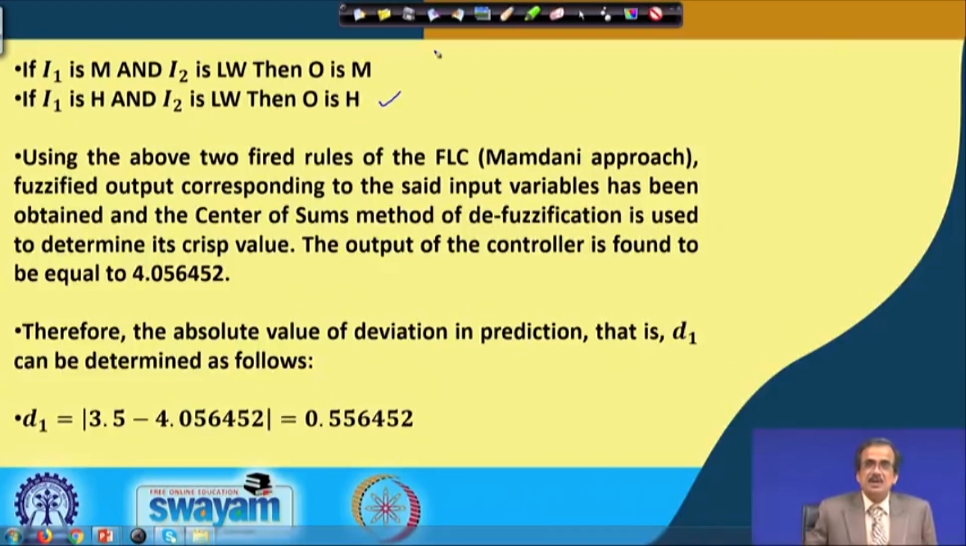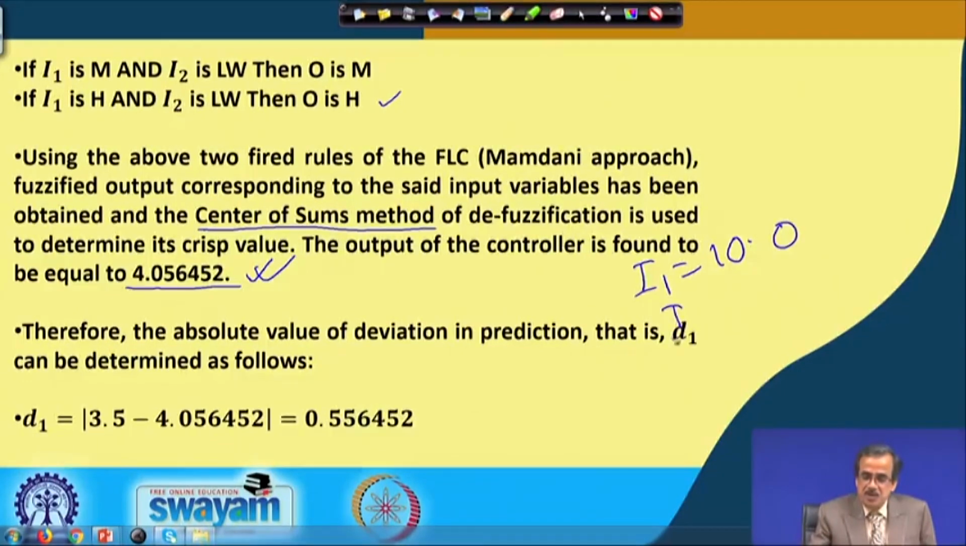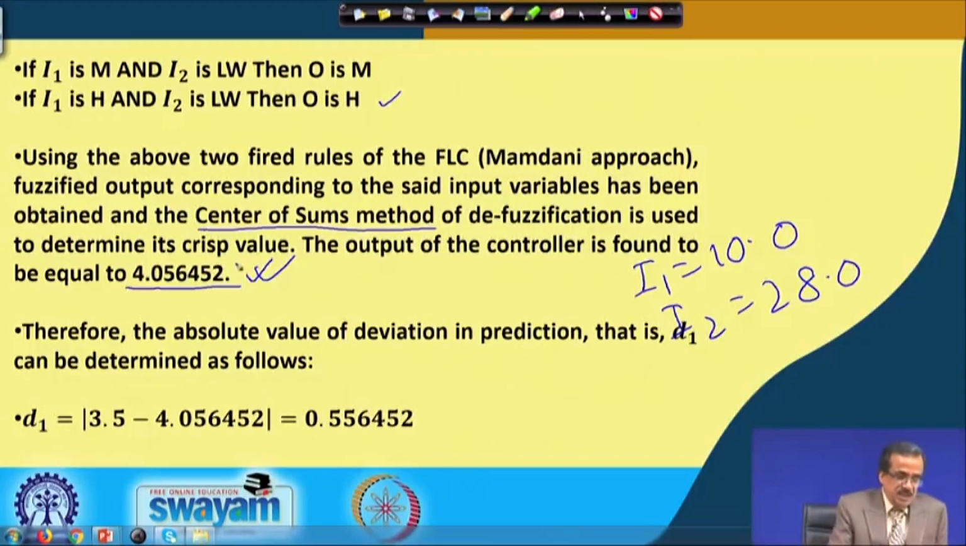And once we have got it, we can use the center of sums method of defuzzification, and there is a possibility that you will be able to find out the crisp output, which comes to be equal to 4.056452. Now, this is the calculated output corresponding to the inputs I 1 is 10 and I 2 is 28.0. This is the actual output, but the target output is 3.5.